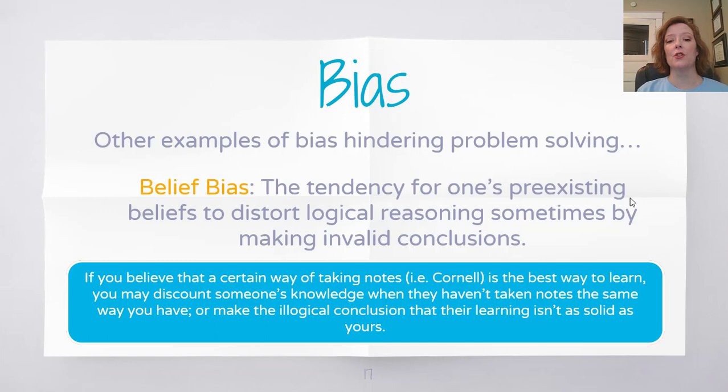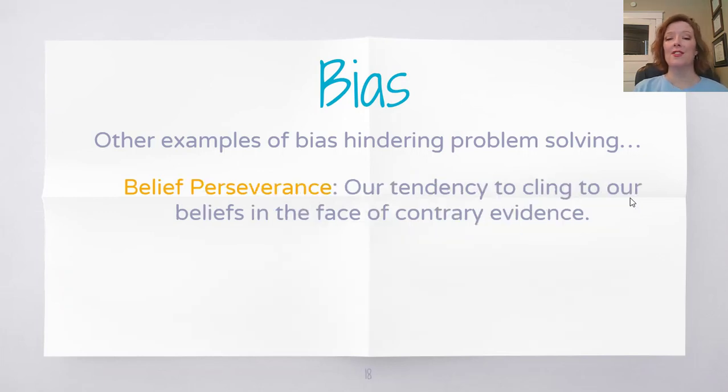Or if you believe that a certain way of taking notes, like Cornell, is the best way to learn, you may discount someone's knowledge when they haven't taken notes the same way you have, or make the illogical conclusion that their learning isn't as solid as yours. And then we have belief perseverance. This is our tendency to cling to our beliefs even if it's in the face of contrary evidence.